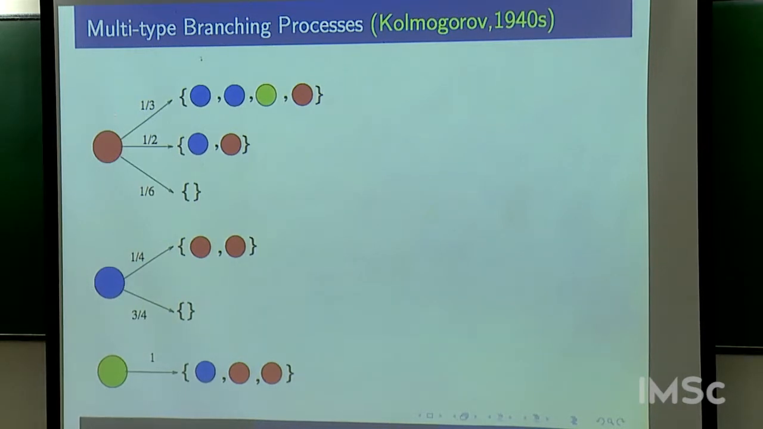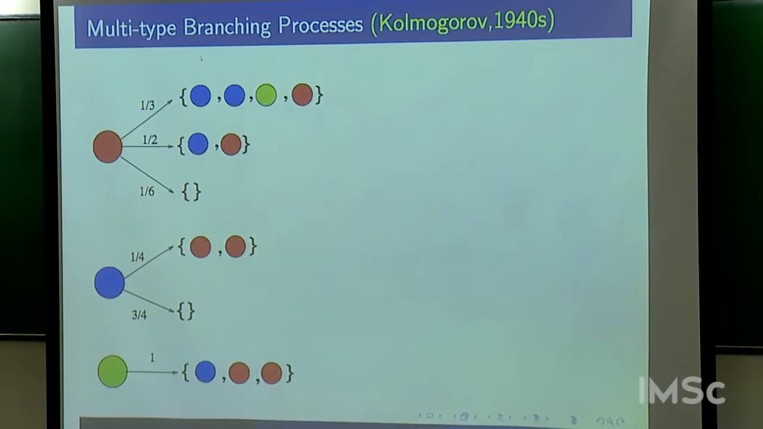Okay. So let me describe these classic stochastic processes, multi-type branching processes. So what kind of stochastic process is this? So imagine a population of objects of distinct types. There could be red objects, blue objects, or green objects. And think of these as, let's say, cells, okay? There are red cells, blue cells, green cells.